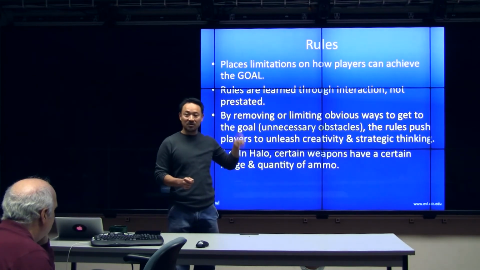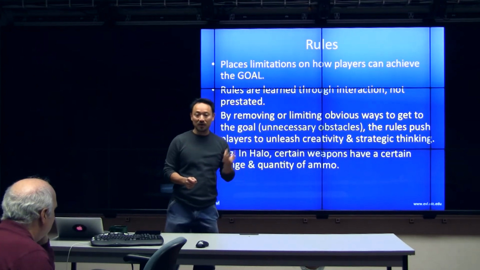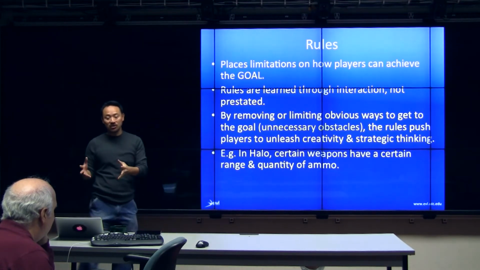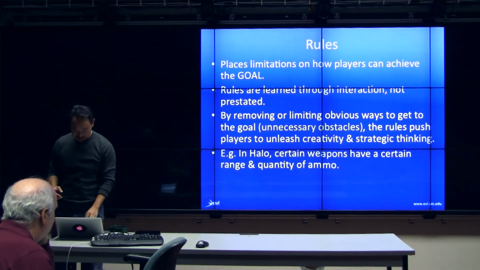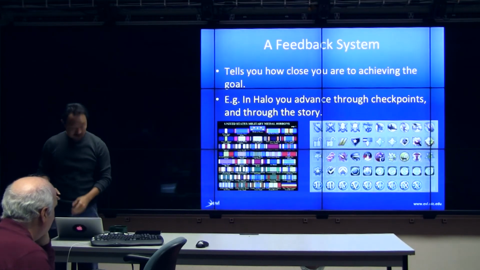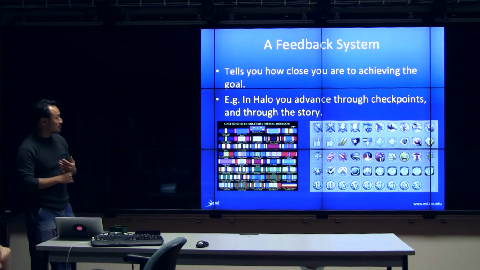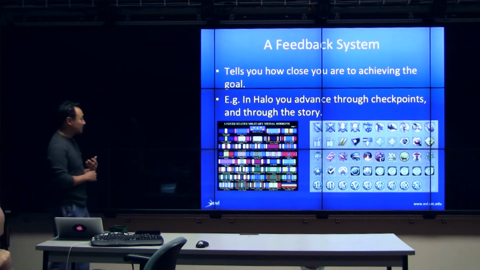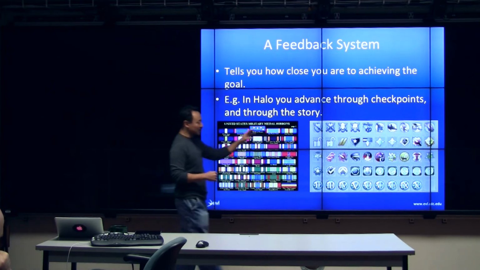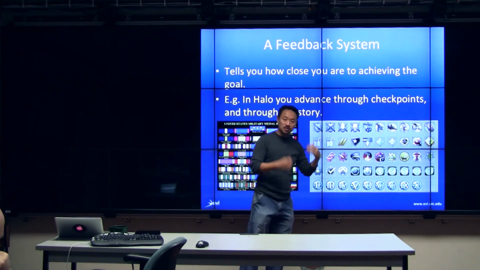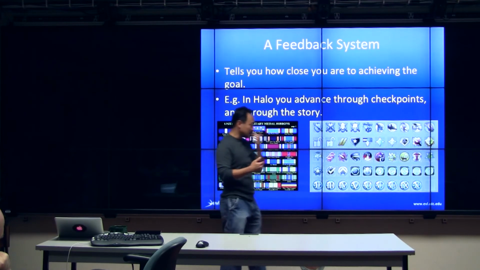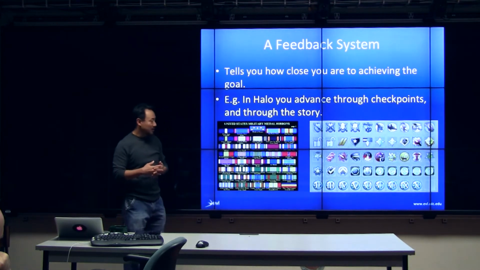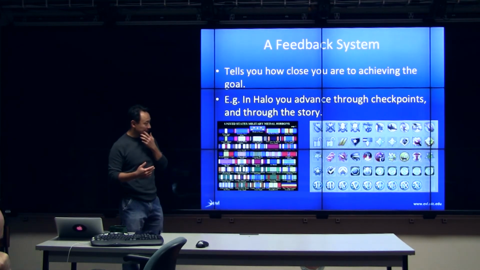Playing the game teaches you how to play the game, which is a fundamental shift between traditional board games and video games. Video games have a feedback system. They have these medals that you win if you're able to achieve certain abilities or get past certain parts of the story.